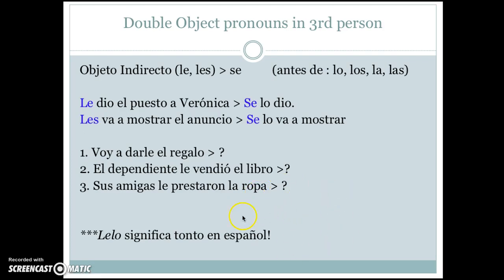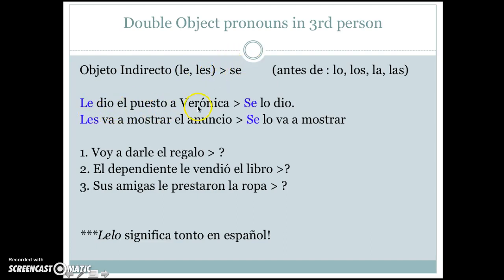Now, if we have a combination, when we put these two objects together, if we have a combination of le or les in front of lo, los, la, or las, something special has to happen. You can remember this because lelo means tonto or estúpido in Español. You want to avoid the la, la, la, la, la. Any combination of two L's, indirecto, indirecto, we want to avoid that by changing the indirect object pronoun, whether it's singular or plural, to se. So let's give that a try.